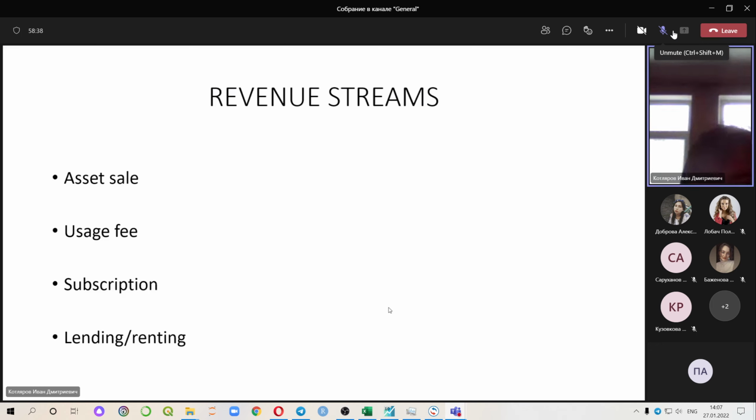Usage fee. What is it? In case of usage fee, we take a payment for the service we get from our customers. For example, Почта Россия. Okay, it is based on usage fees.